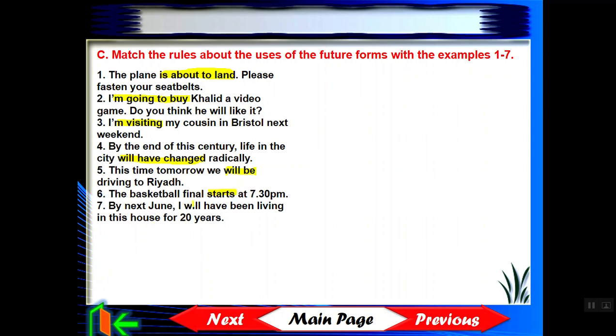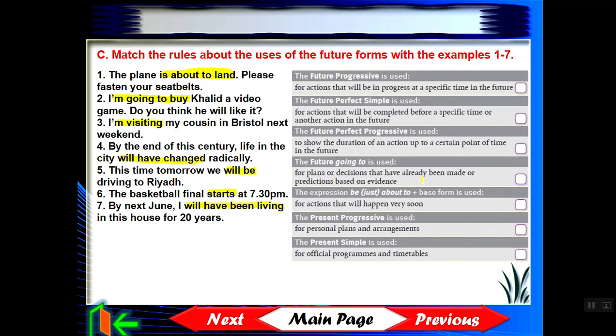And number 7, will have been living. All this is a verb. Okay, let's see now what are the uses of these.